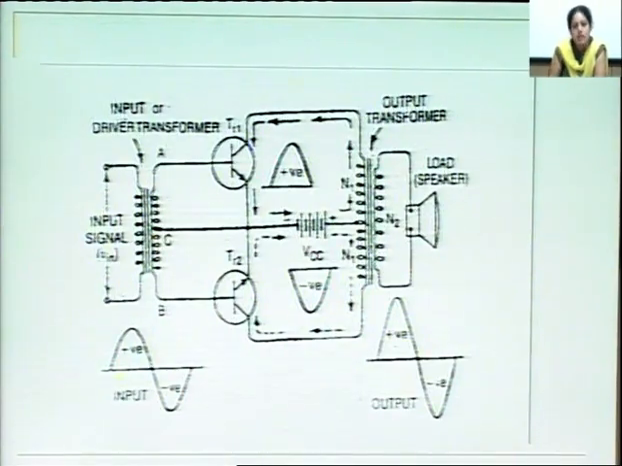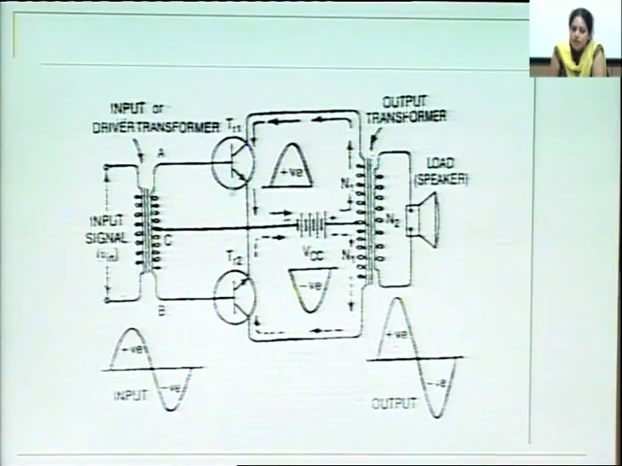First consider this diagram. Here we have two class B amplifiers: transistor 1 and transistor 2. The input signal is provided to both transistors through this driver transformer, and due to the transformer action, equal voltage is provided to both transistors. At the output we also have a transformer that is connected to the load. The battery is common to both transistors.